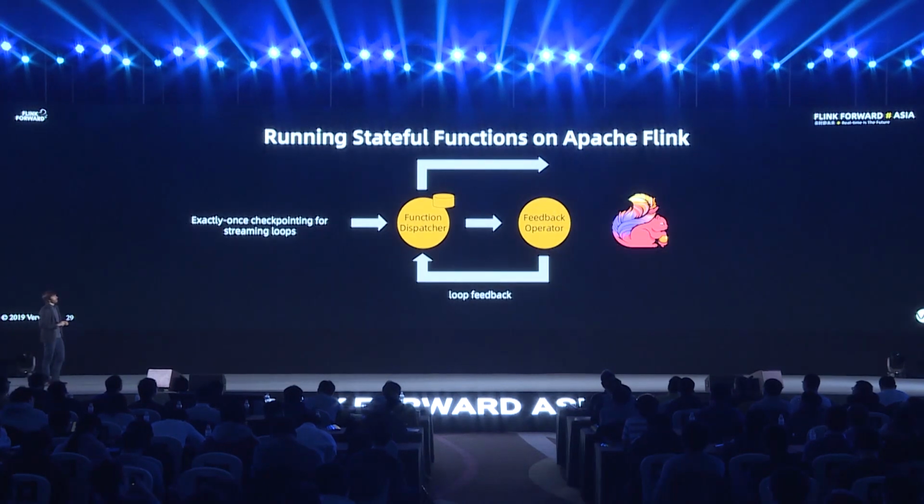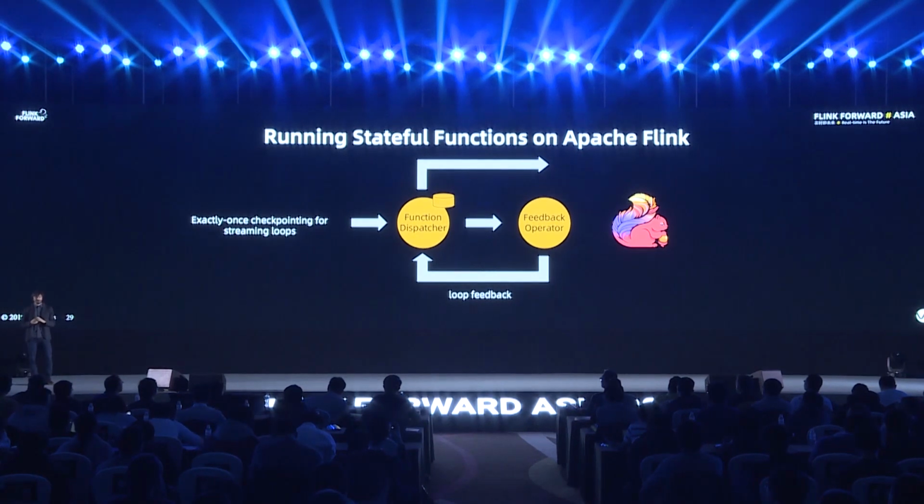And one of the core things that we had to add to Apache Flink to make this possible is actually exactly once checkpointing of loops, right? Because that is, in some sense, how you build a general purpose interpreter. You build a loop, and we basically run a distributed interpreter in a streaming loop. That is kind of the core of the project. You can find more details on how this works on the project website.